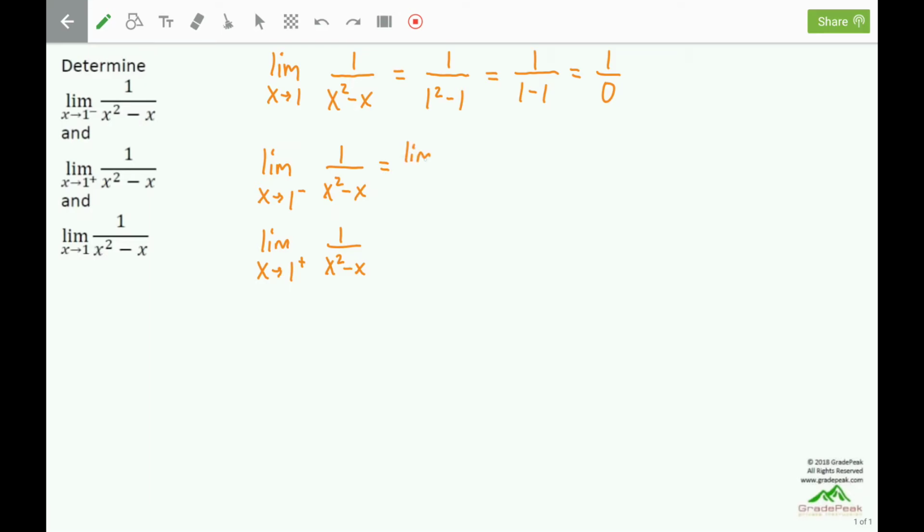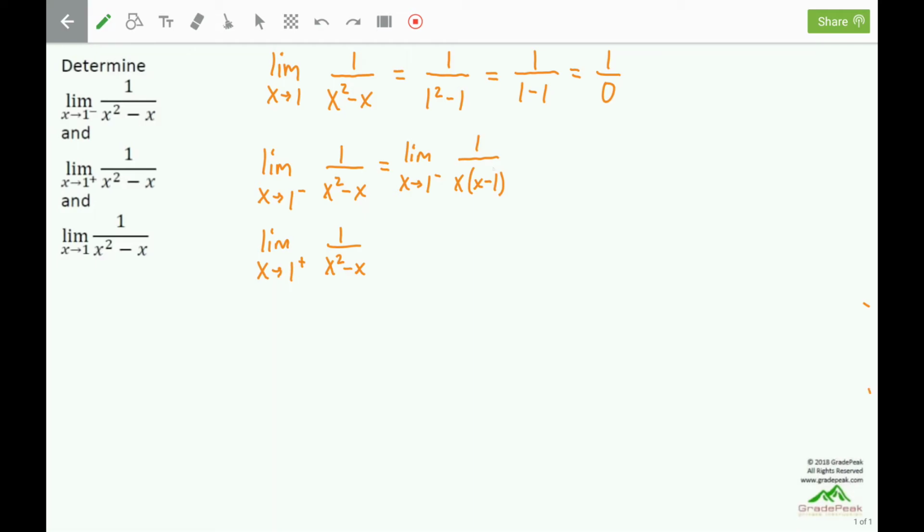The first thing to do, since it's going to produce a 0 in the denominator, is to factor the denominator. There's a common factor of an x. And if we factor that x out, it'll be times x minus 1. We're on the left side of 1 here. And the left side of 1 means less positive than 1, like 0.99.